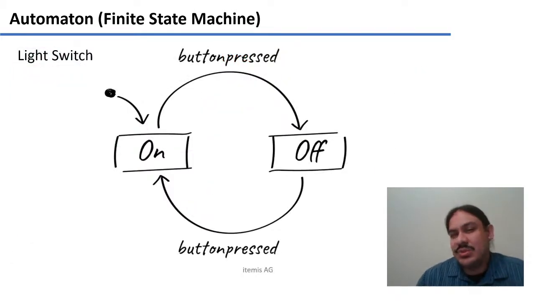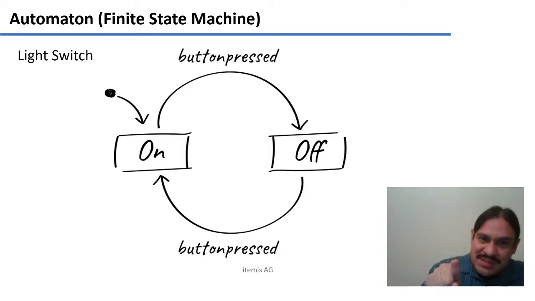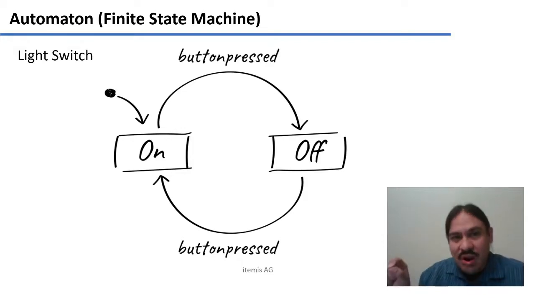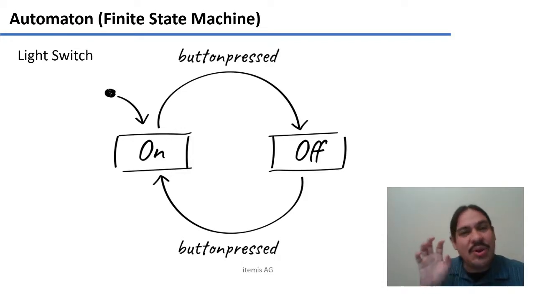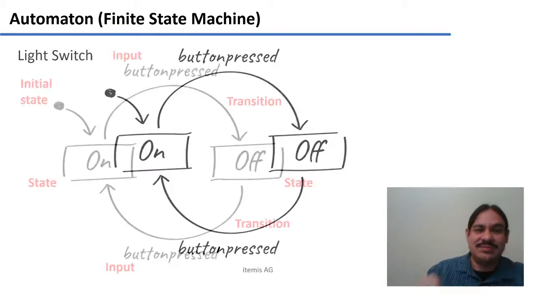A light switch is also a kind of finite state machine. You have an initial state, which is, for example, finding it on. You provide the input, press a button, and then this will transition from the on state to the off state. You're now in off. So if you want to perform the input button pressed, that is now going to transition you from off to on.